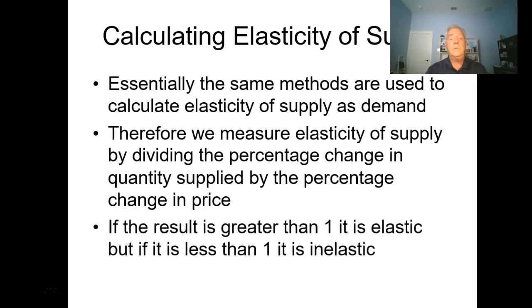So, same results. If the result is greater than 1, supply is elastic. Less than 1, it's inelastic. I guess in that one I got it right. Simple to do. Supply is not much different than demand. The concept is essentially the same. We're unitary elastic at 1. If we're above that, we're elastic, and price changes will cause big changes in supply. If we're below that, price changes will have a less significant effect on supply.